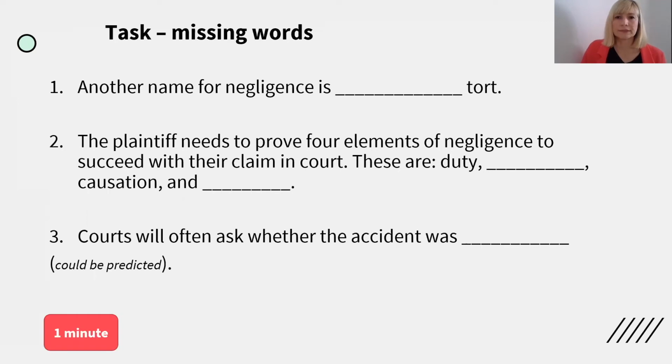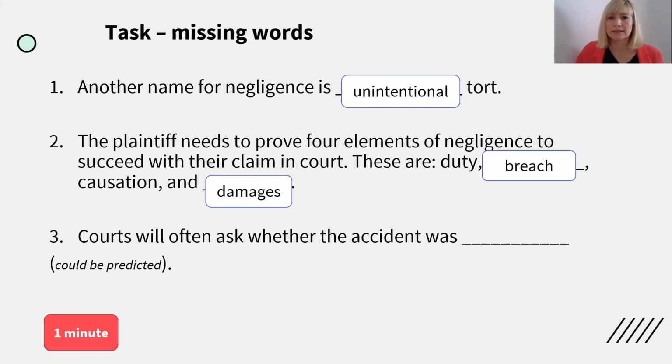All right, so let's just look at the first sentence. The first missing word is unintentional. So another name for negligence is unintentional tort. The second one and the third one is breach and damages.